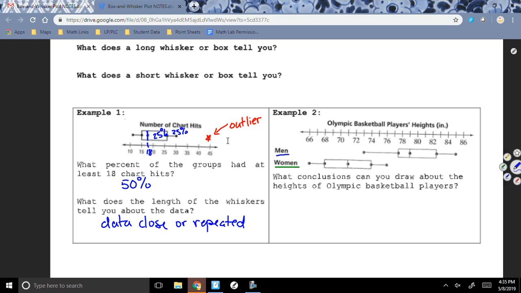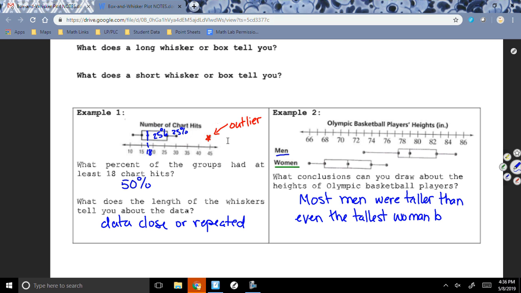Looking at these box and whisker plots, I'm noticing that the men's box and whisker plot is a lot higher on my number line, whereas the women's is grouped down towards the lower numbers on the number line. So I could draw a conclusion that most of the men were taller than even the tallest woman basketball player. And I can tell that because the entire box for men and that last whisker are all above the highest woman's height, the greatest value for women.